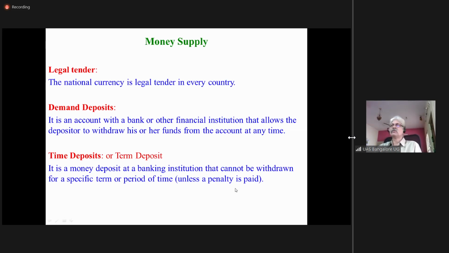Suppose the interest rate paid on the time deposit for 1.5 years is 6%. And you want to withdraw that money within 6 months, then you will not get 6% interest on that. The interest rate will be reduced. That is a penalty.